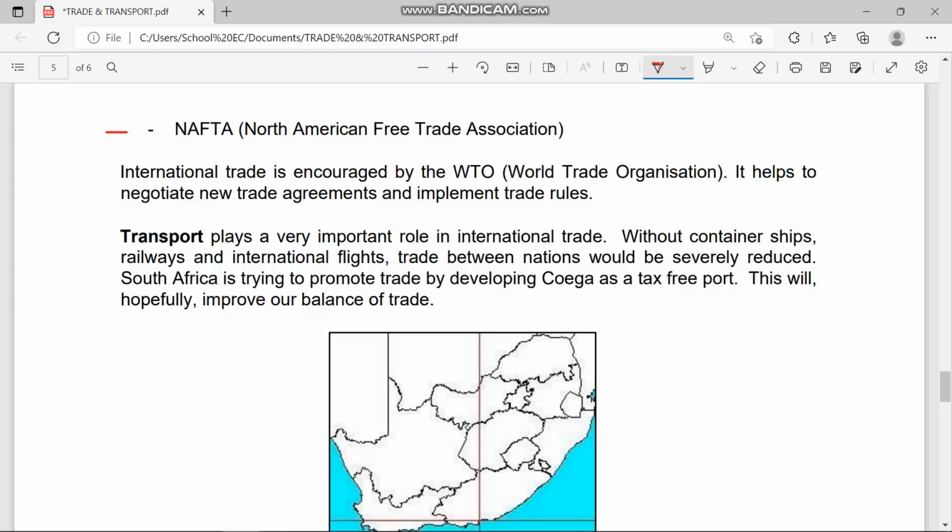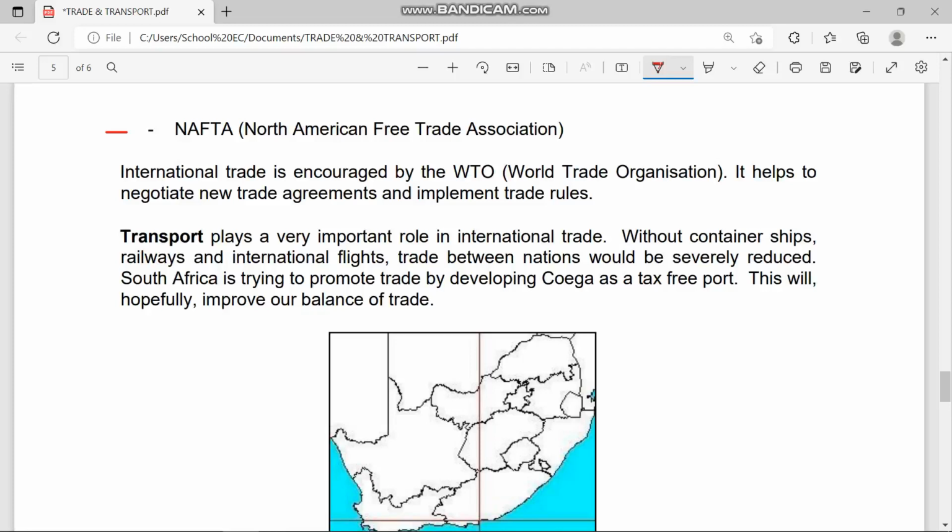International trade is whereby South Africa is going to trade with USA. This is whereby South Africa is going to trade with Brazil. This is whereby Brazil is going to trade with China. This is whereby China is going to trade with France, and like that. That's international trade, exchanging goods and services between these different countries worldwide. It is encouraged by the World Trade Organization.